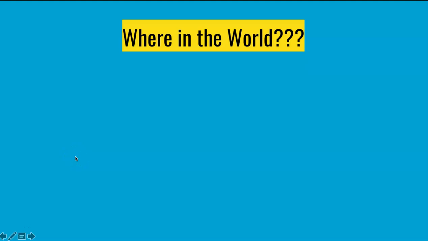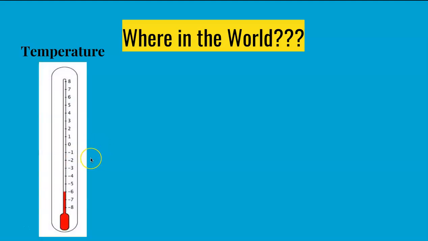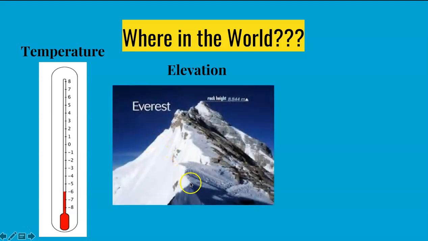Where in the real world do we see negative numbers? So an example that's often used on the EOG is temperature, because temperature includes negative numbers and positive numbers. Also, often on the EOG you see elevation, so we can talk about Mount Everest or another mountain and its distance above sea level. So Mount Everest is 8.8 kilometers above sea level.